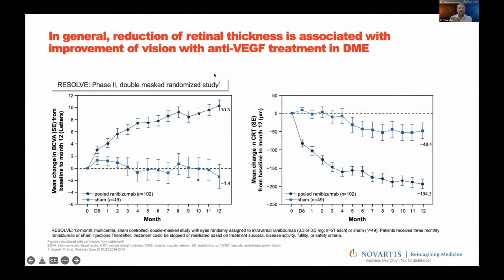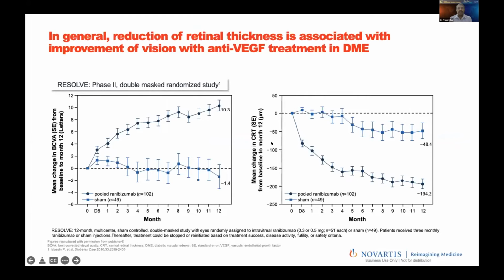Also in general, what happens is if you have reduction of the retinal thickness with anti-VEGF treatment in DME, this is associated with improvement in vision. So if you look at the RESOLVE study, on the left, you'll see the graph where there's a mean change in BCVA with intravitreal injections of ranibizumab. The dark blue graph shows a predominant increase in the visual acuity, whereas the light blue is the one in the sham group where there's reduction in the visual acuity.